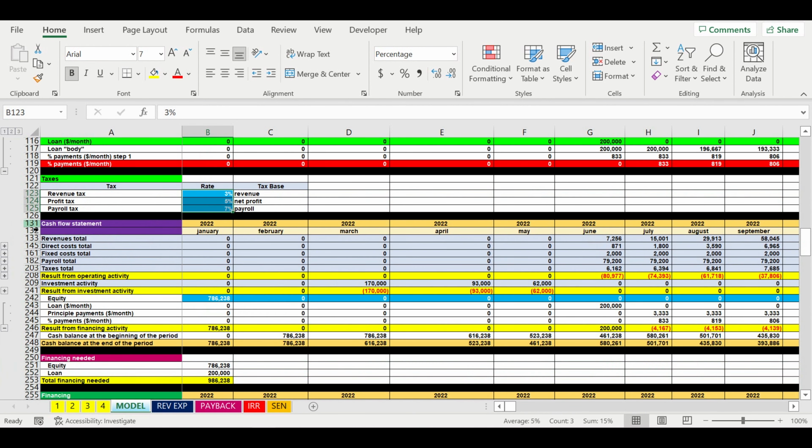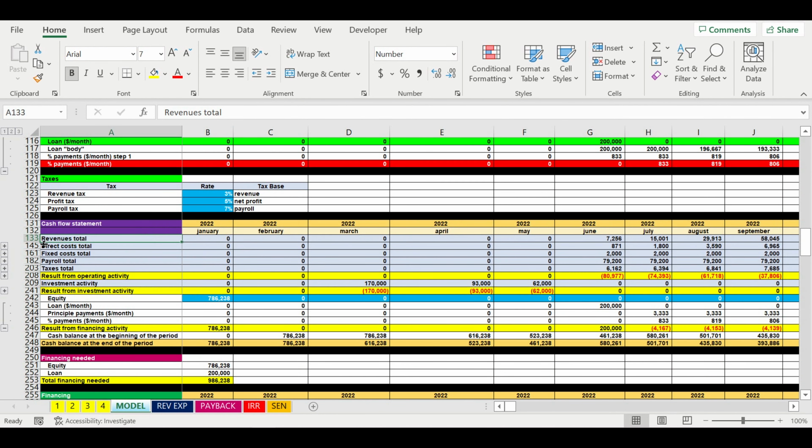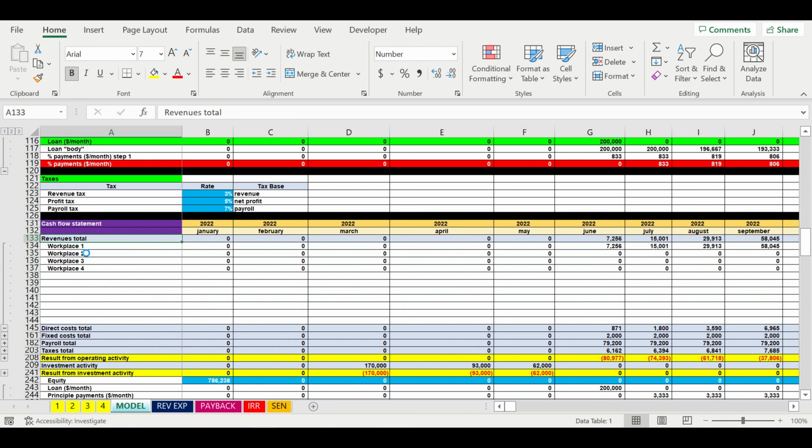Then we move to the main statement. It is the cash flow statement, where we are able to see the structure of revenues. We can press plus here and see the structure.